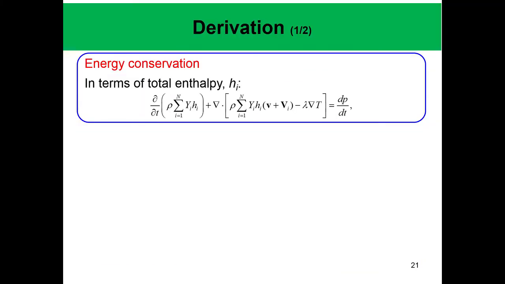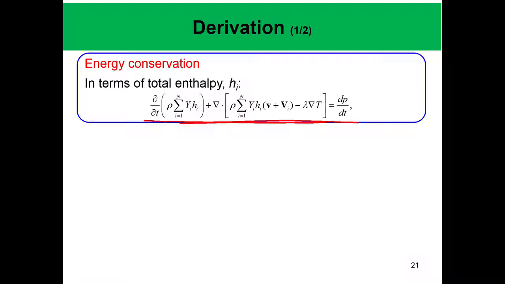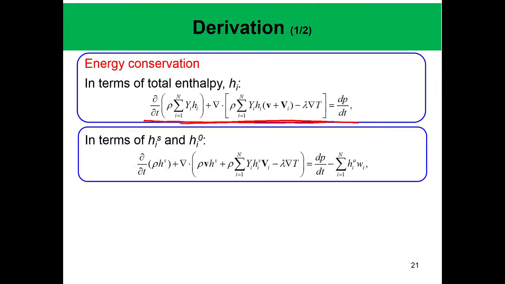So, now what we have got is the final cleaned up form that you get. In terms of the total, this is what we have essentially done. From the internal energy equation, we have obtained this equation for total enthalpy, and then we have obtained it in terms of the species, in terms of the sensible enthalpy.